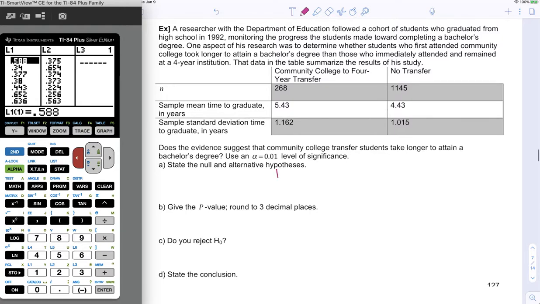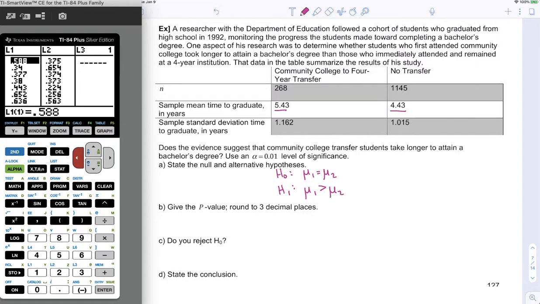So now we're comparing two different population means. So we will see mu1 and mu2 in our hypotheses. So H0 will always be the same, that the population means are equal. For H1, it's saying, does it take a longer amount of time for community college students to graduate? In the table, we are seeing that the sample mean for community college students is higher than the sample mean for students who go directly to a four-year institution, which means that this evidence does support this hypothesis that it takes longer for community college or transfer students to get their degree.